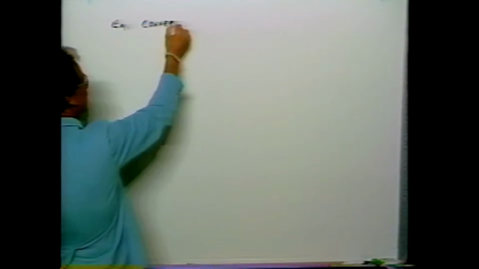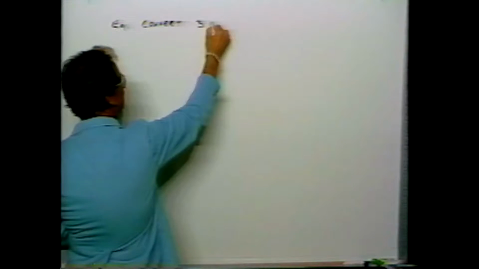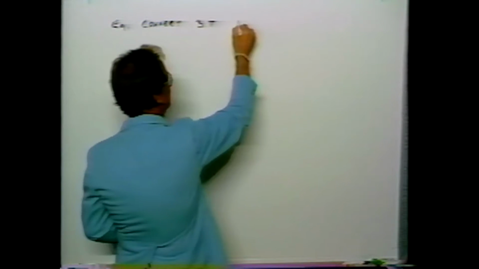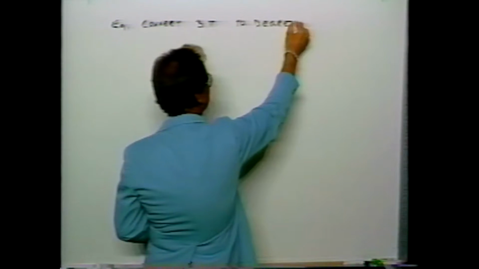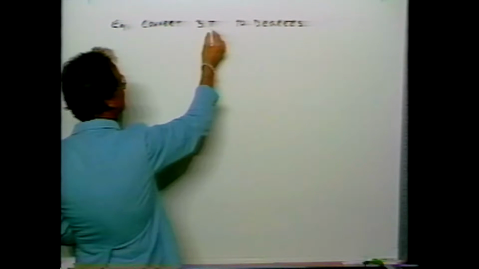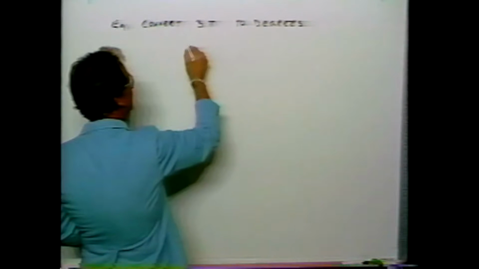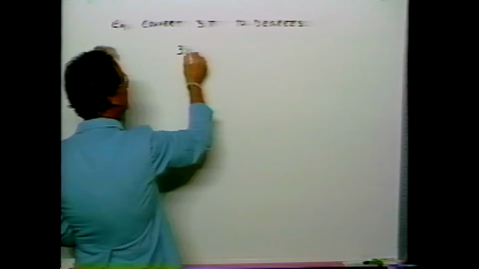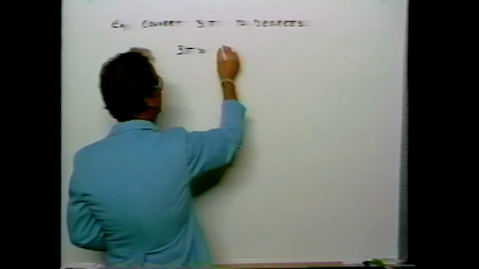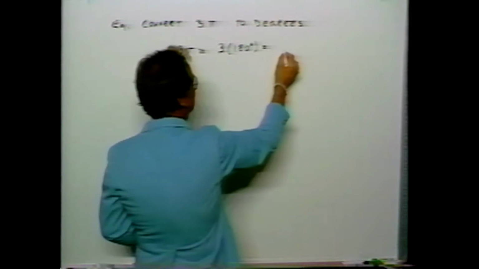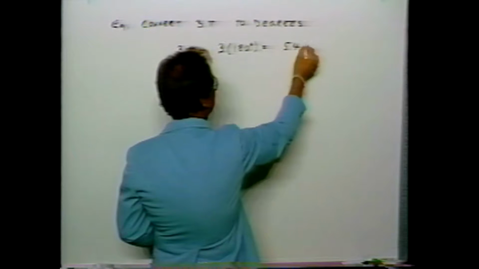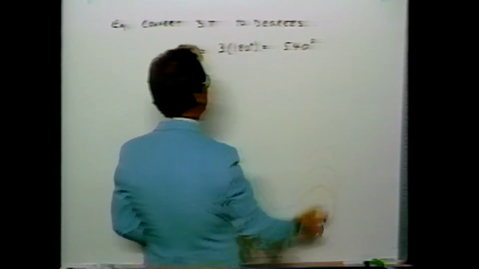Convert 3 pi radians to degrees. Since pi radians is equal to 180 degrees, then 3 pi radians is 3 times 180 degrees, and that's equal to 540 degrees.